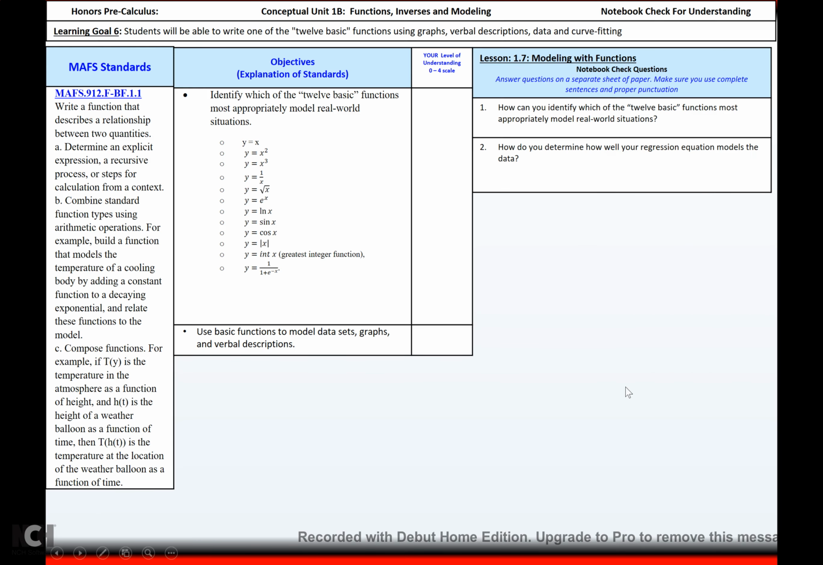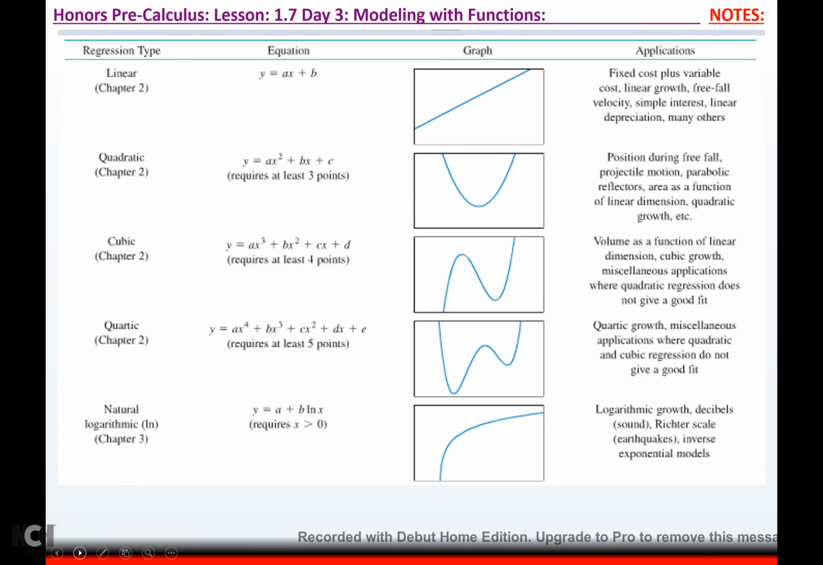All right, so we're going to be working on 1.7 day 3 today. We're going to continue modeling with functions. A little review of our 12 basic functions. Your linear function is... we're going to be doing scatter plots today.